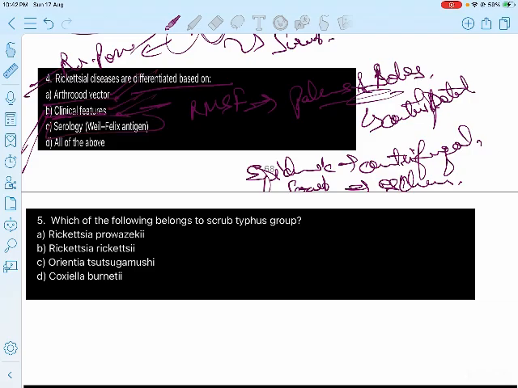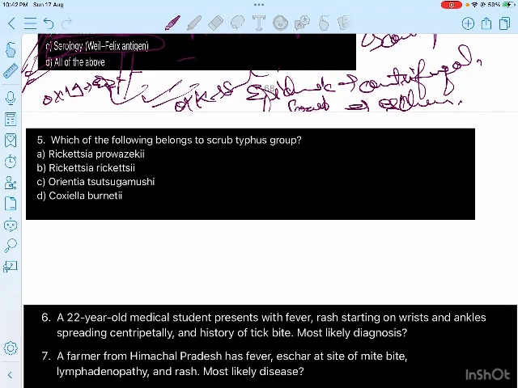Now serology, Weil-Felix antigen, yes, we are very sure about that. OXK is for scrub, OX19 is for epidemic, and OX2 is for endemic and Rocky Mountain spotted fever. So D would be the answer here, all of them. Okay, then moving to question 5.